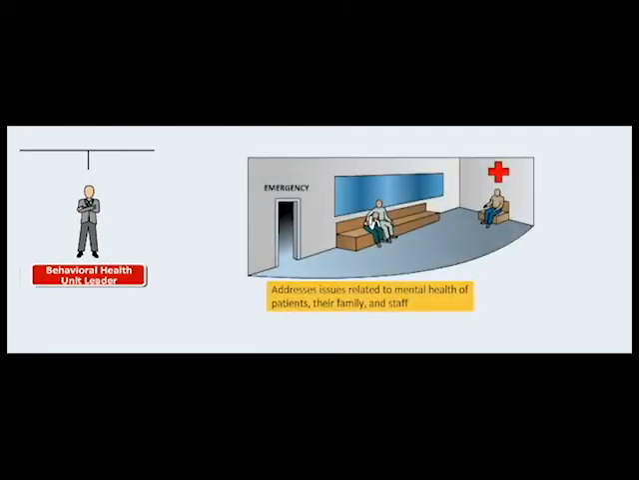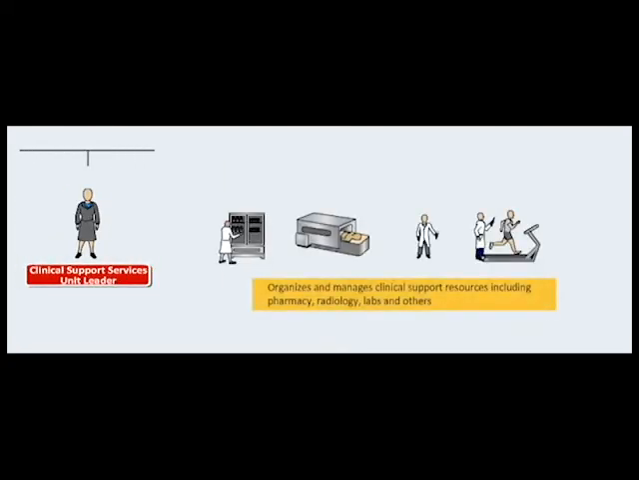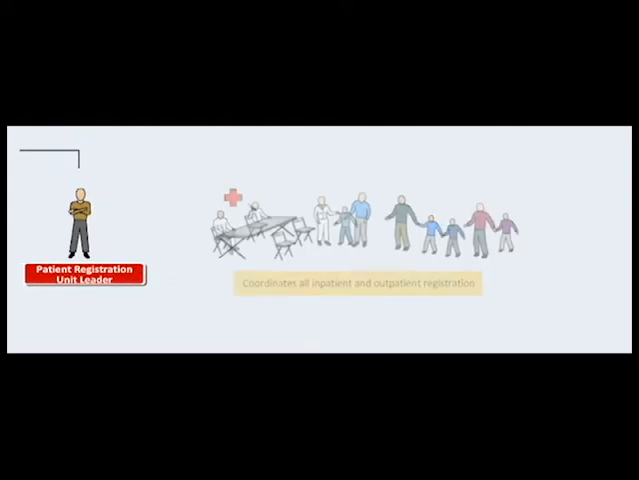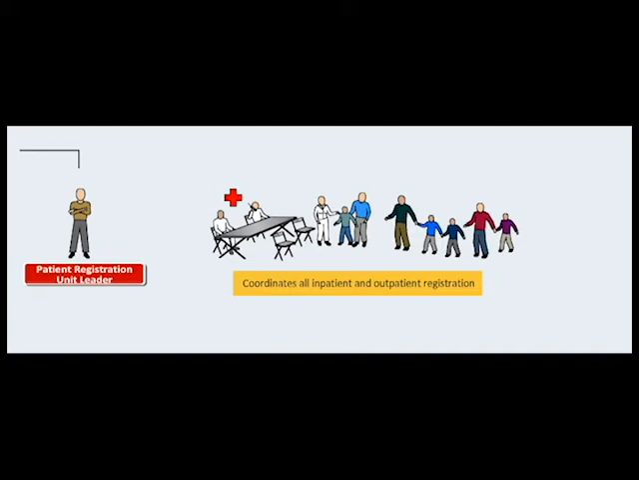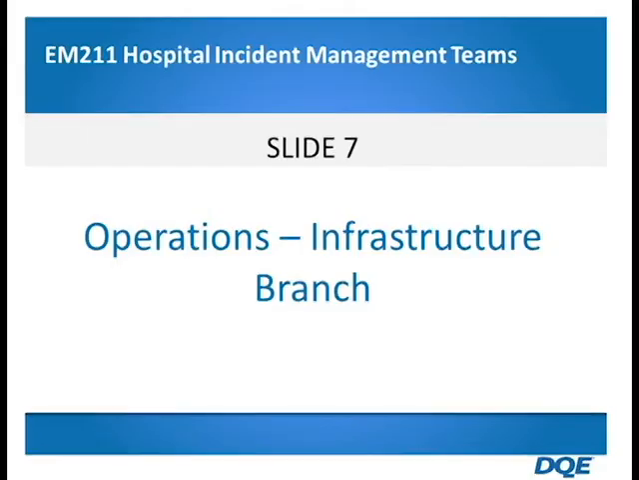The behavioral health unit leader addresses issues related to the mental health of patients, their family, and staff. The clinical support services unit leader organizes and manages clinical support resources including pharmacy, radiology, labs, and others. Finally, the patient registration unit leader coordinates all inpatient and outpatient registration to avoid delays in medical care and facilitate patient tracking.